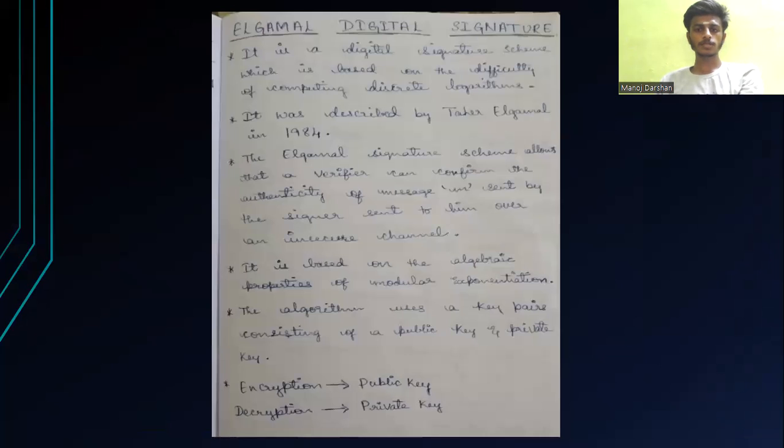The Elgamal signature scheme allows a verifier to confirm the authenticity of a message M sent by the signer to him over an insecure channel. It is based on the algebraic properties of modular exponentiation. The algorithm uses a key pair consisting of a public key and a private key. We use the public key for encryption and the private key for decryption.